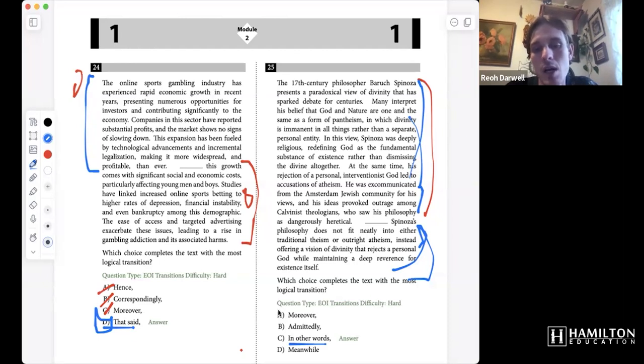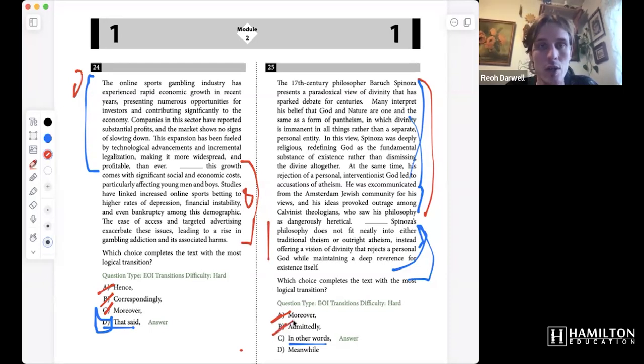Okay? Moreover would mean giving another example of what came before, right? So what came before, saying that he doesn't fit neatly into the box of being religious or a pantheist, nor does he fit into the box of atheism, right? He's kind of hard to pin down. Moreover, would just explain that or wouldn't explain that, but give another example. But this isn't another example, it's a restatement.